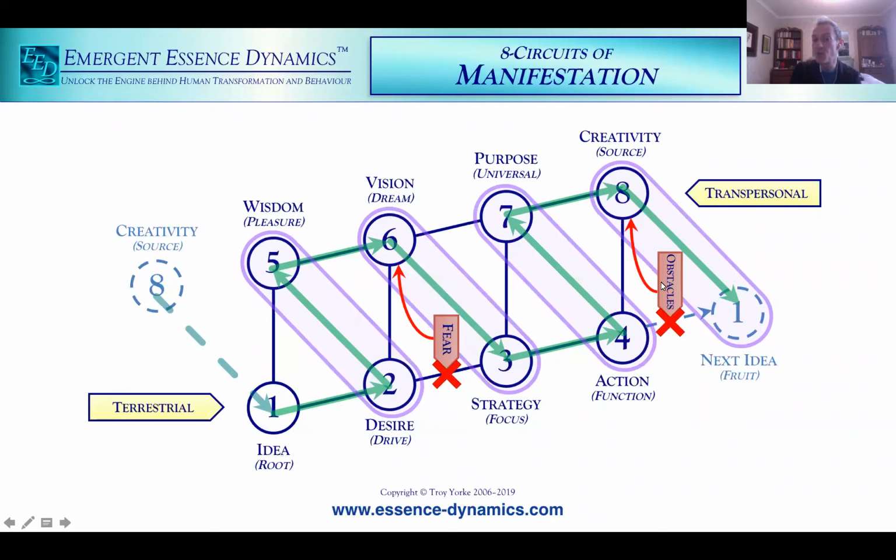Now, we're going to want to take actions, and we're going to run into obstacles. Before we engage with the obstacle, we've got to think, okay, we've got action, which is function. But what about higher purpose? How does the action become more universal? How does this idea not just serve me, but the universe around me, the whole of humanity? How does it give to the entire cosmic web? That's the idea of higher purpose.